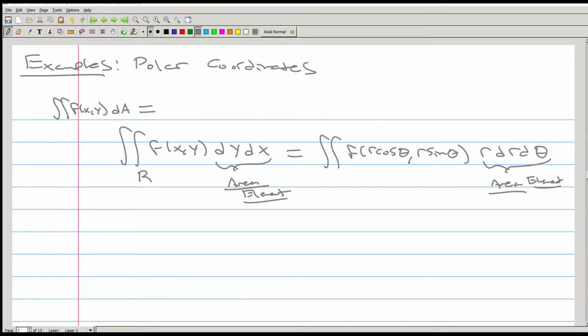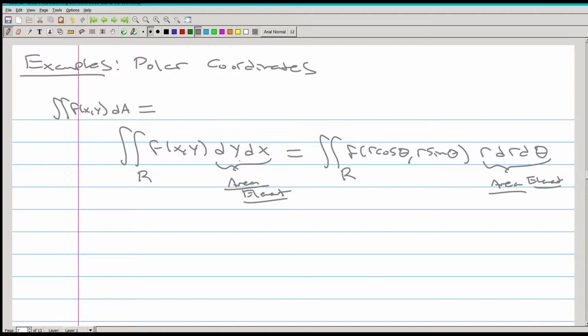So again, what we've seen is that the double integral in Cartesian coordinates of a function is going to be the same thing as the double integral over the same region R. The bounds are going to change. The description of the region is going to change, but the region stays the same. So it's the double integral over R of the same function, but with the polar coordinate transformation plugged in for x and plugged in for y.